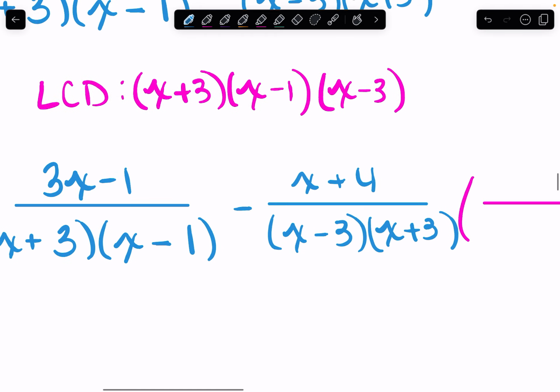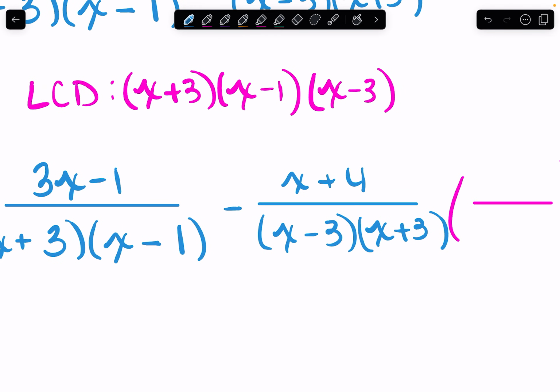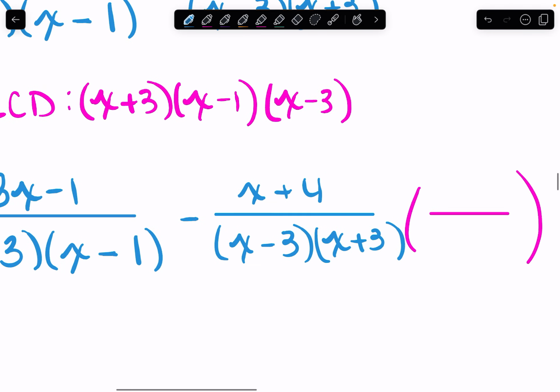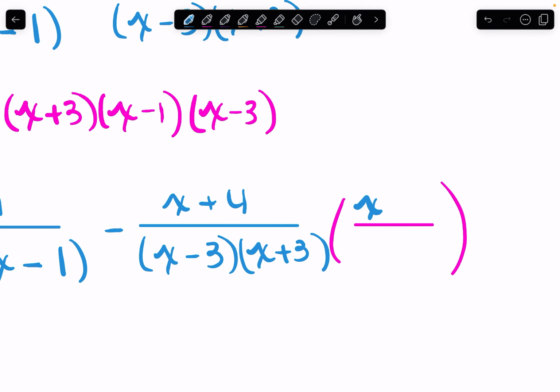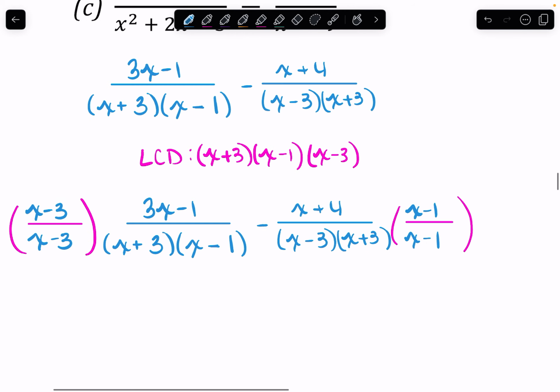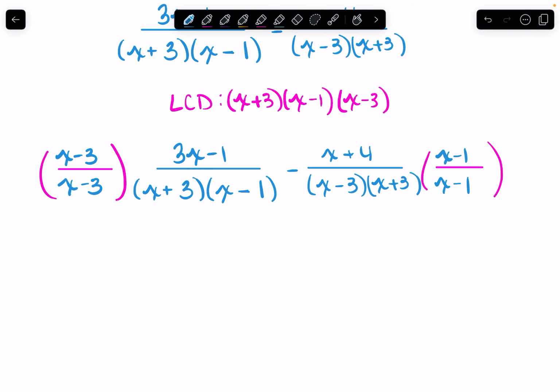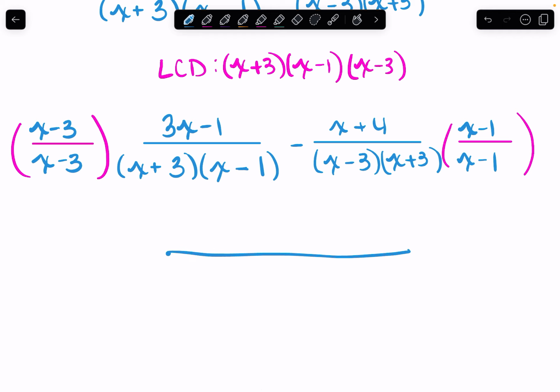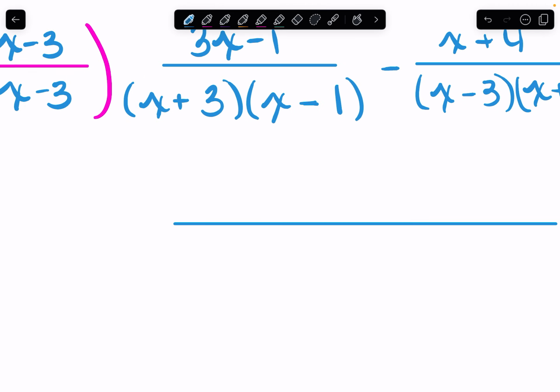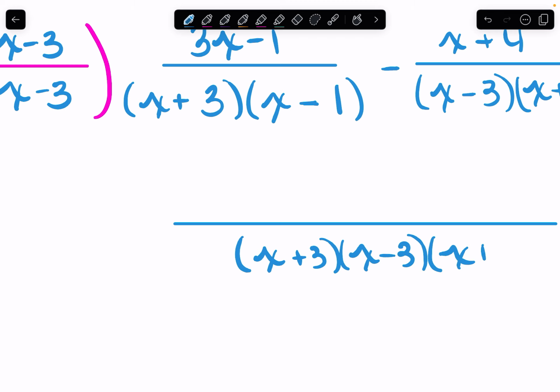For the second fraction, we have the x minus 3, we have the x plus 3, but we are missing the x minus 1. All right, so now our denominators we can see are identical. So I'm going to go ahead, rather than just write each in a set of parentheses, and get this written as a single fraction. So we have the lovely denominator, x plus 3, x minus 3, x minus 1.